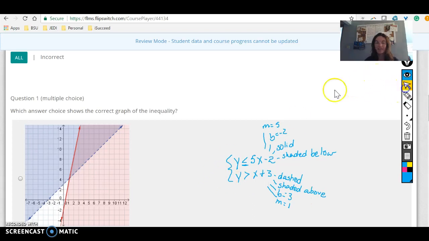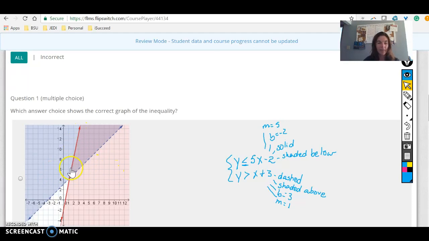Well, interestingly enough, this first graph seems to fit that bill. It's shaded above here. It crosses at 3. It has a slope of 1. You can see it goes in between, matches the diagonals of each square one at a time. So rise over run is 1 over 1. So that's definitely a slope of 1. This fits the bill for the dashed line. Let's see if it does for the solid line.